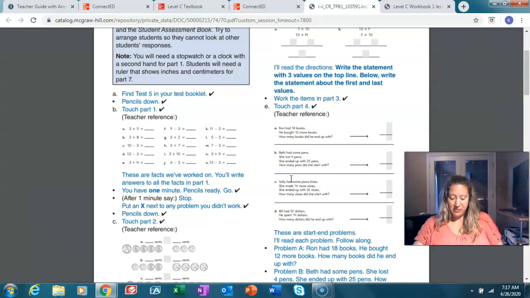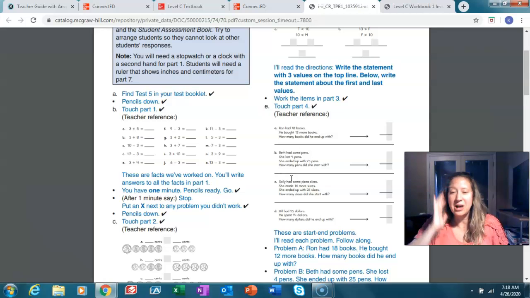And D, Bill had $25. He spent $14. How many dollars did he end up with? Pause the video and work it out. Remember, boys and girls, these are start and end problems, okay? So you should have E and S in each problem. Pause it and work it.